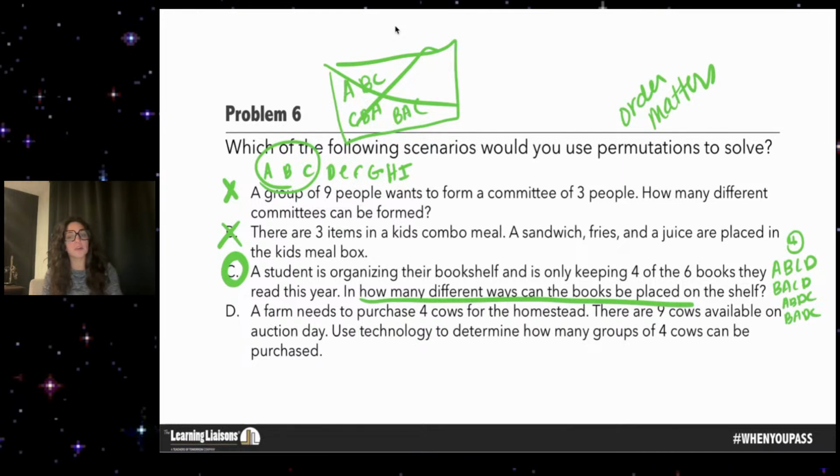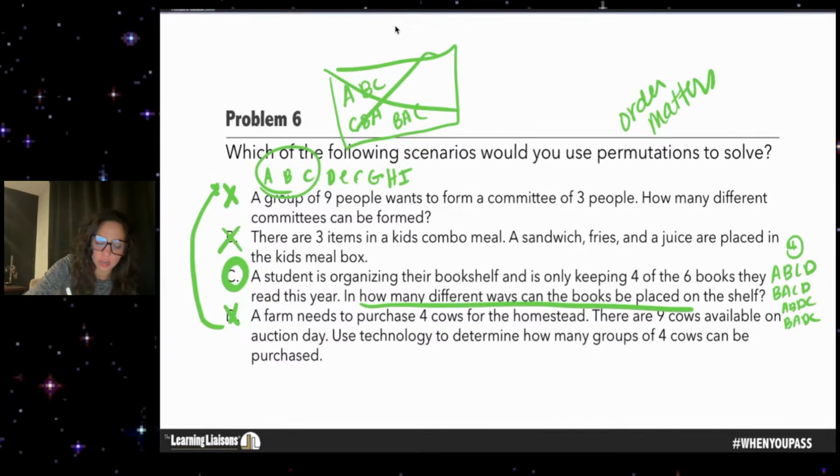A farm needs to purchase 4 cows and there's 9 cows available. How many groups of 4 cows? This is the same exact situation as A was. It doesn't matter what order those cows are purchased in. There's not a first, second, or third place. So there's no reason for me to think that that would be a permutation. It's definitely a combination.